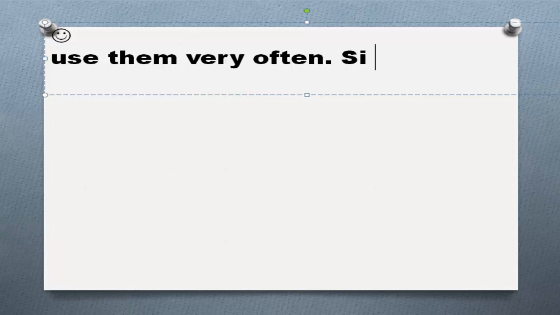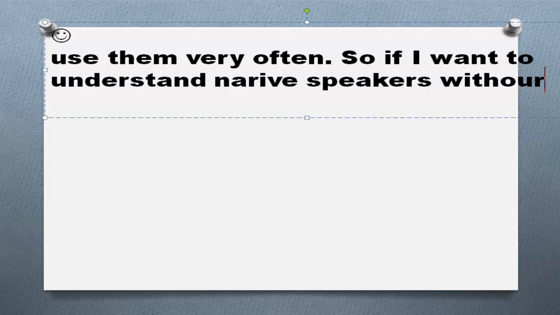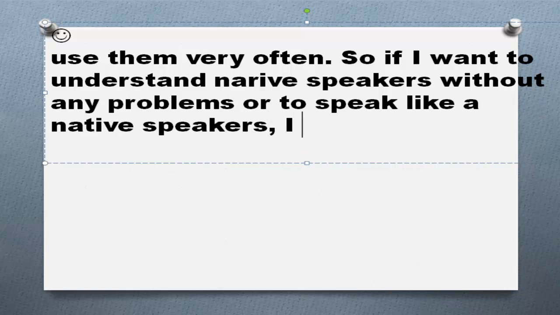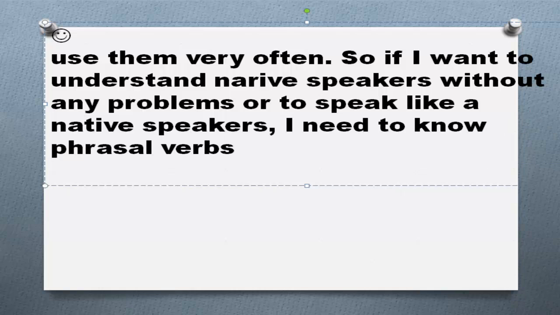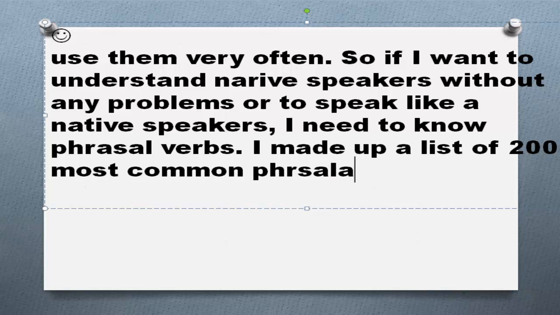So, таким образом, if I want to understand native speakers without any problems, без каких-либо проблем, or to speak like a native speaker, I need to know phrasal verbs. Мне нужно знать фразовые глаголы. I made up a list of 200 most common phrasal verbs. Я составил список.